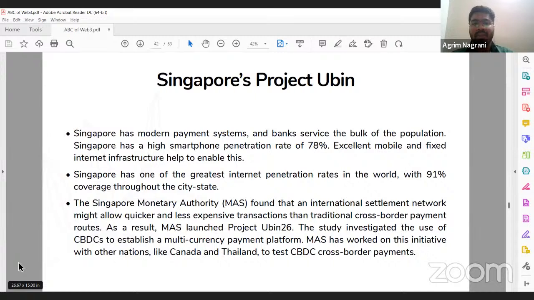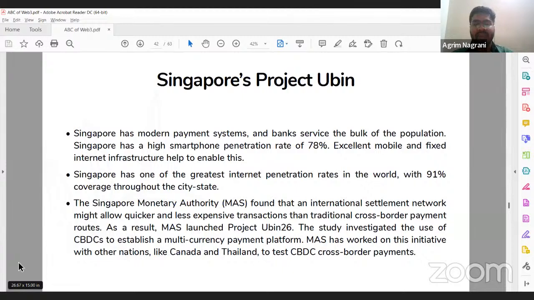Another project is Singapore's Project Ubin. Singapore, as we all know, is a highly advanced country in the field of technology as well as fintech and banking services. It has various great modes of modern payment systems and banking services for the population, and it acts as a center in Asia for fintech, connecting the Europe and the USA region. Excellent mobile and fixed internet infrastructure has enabled this modernization for fintech in Singapore. Singapore has one of the greatest internet penetration rates in the world, with more than 91% coverage.